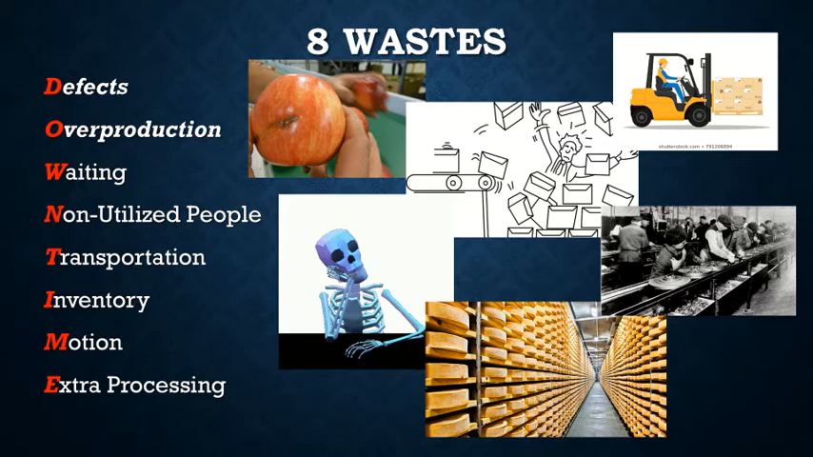M stands for excessive motion in the work area. So if you're in your work area, everything should be within arm's reach. You shouldn't have to walk 3 doors down to go get a screwdriver or pliers. And then the E stands for extra processing. So you should really make what the customer pays for. Sometimes companies like to produce for inventory, and really that's just more added waste.